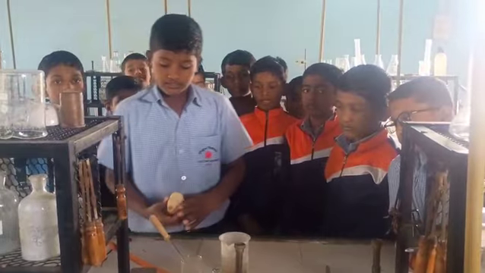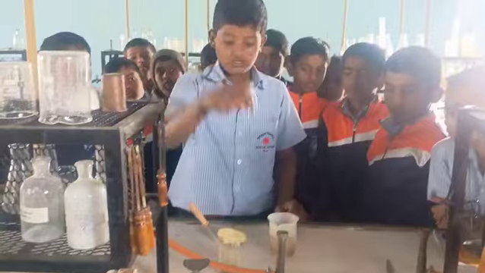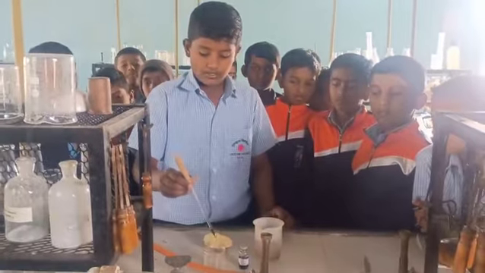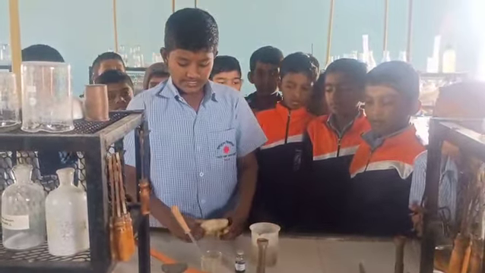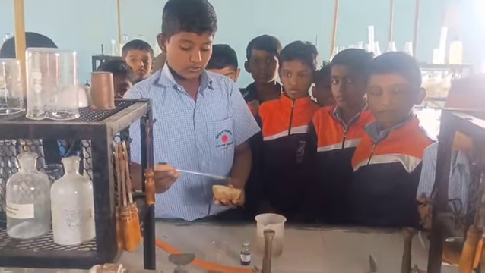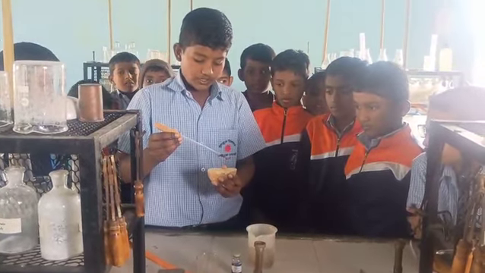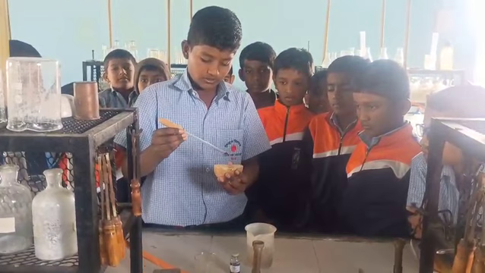This activity needs a potato, water, iodine solution, and a dropper. First, I take a potato piece. Then I take 2-3 drops of iodine solution. Then I put 2-3 drops of iodine solution on the potato piece.